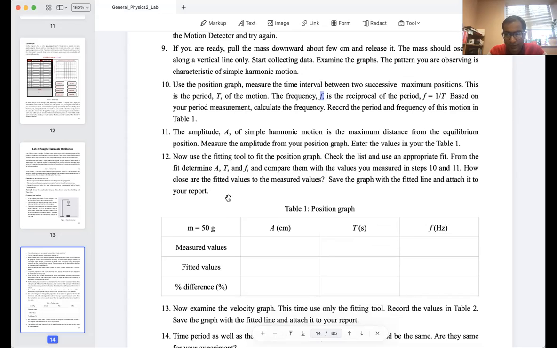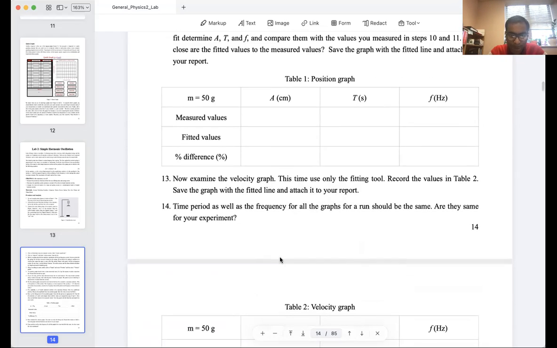Instead of pasting the graph in a random place, I prefer the graph somewhere here. Also, the table should be somewhere here, not in some random place.